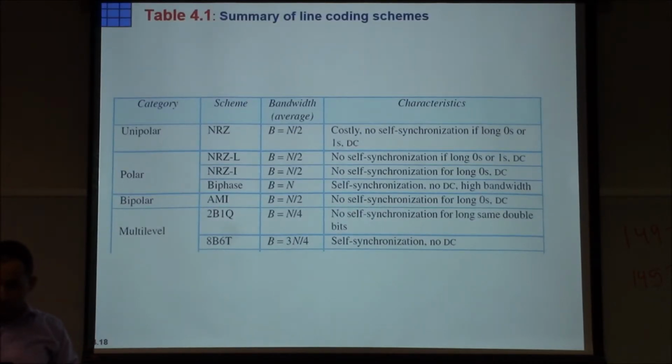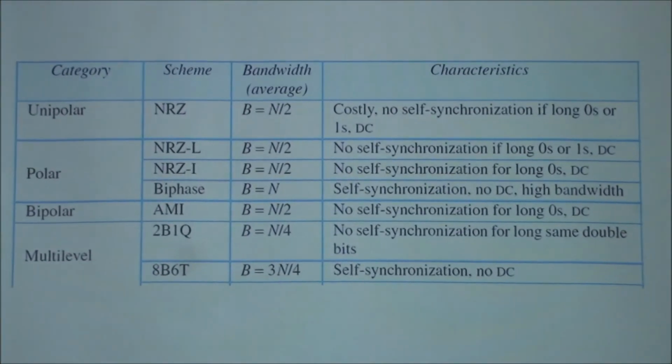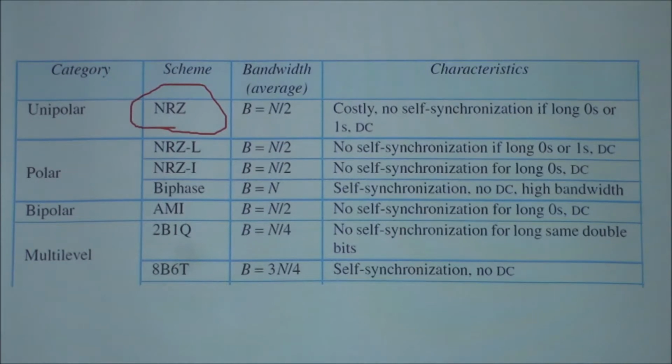So this is a summarization table to summarize all the techniques that we have. In the unipolar category, we talked about non-return to zero. We said it is costly, there is no self-synchronization if we have a long run of zeros or ones, and there is a DC component. For the polar category, we talked about non-return to zero level, non-return to zero inverted, and the biphase, which includes Manchester and differential Manchester encoding. For the first 2, we said they have no self-synchronization if there are long runs of zeros or ones, and they both have a DC component.